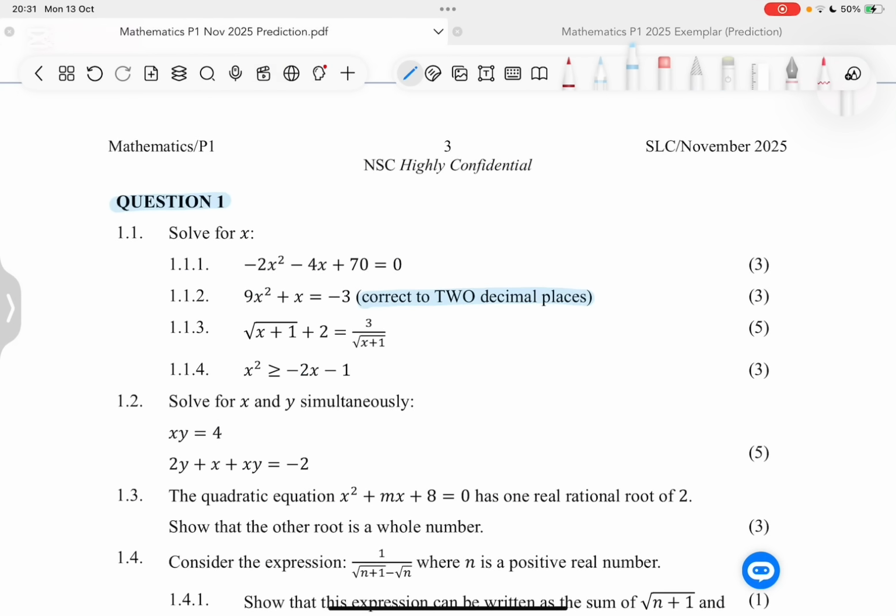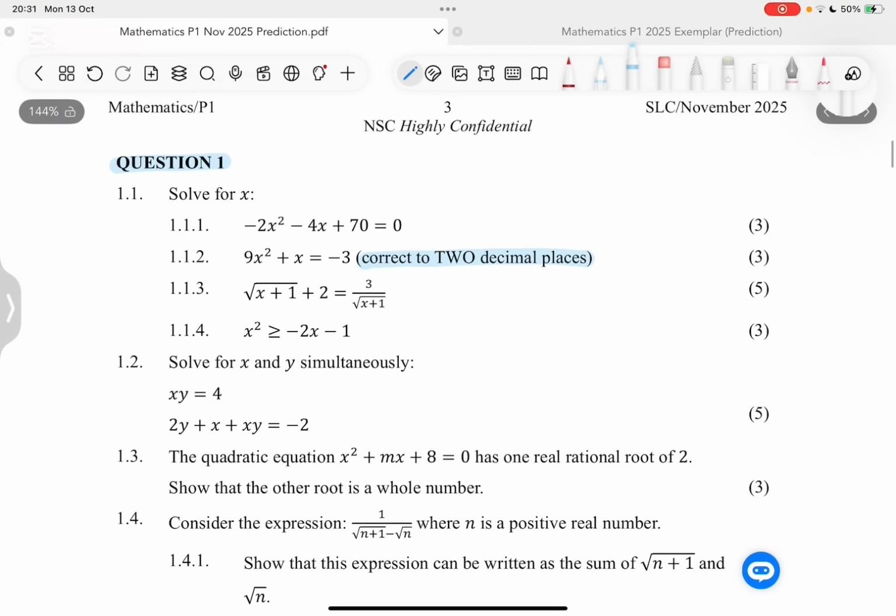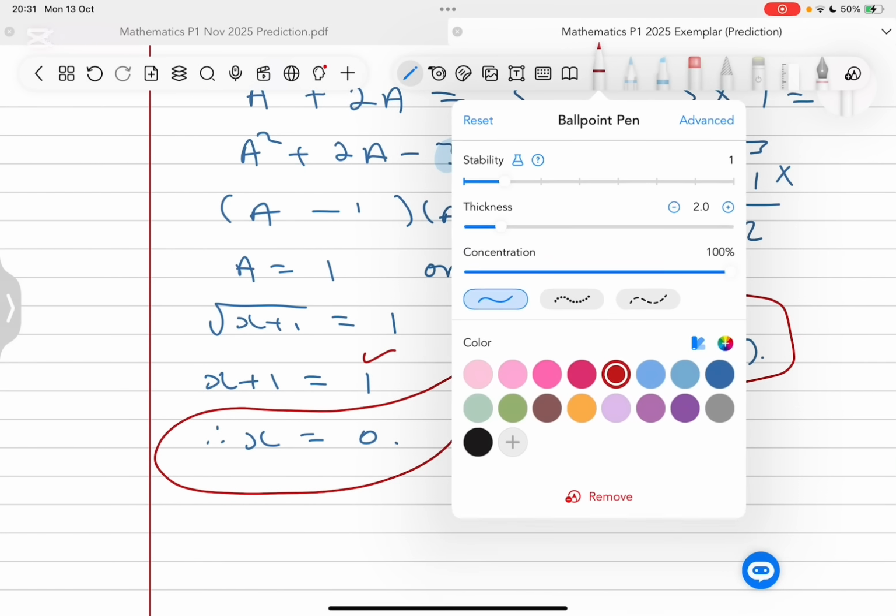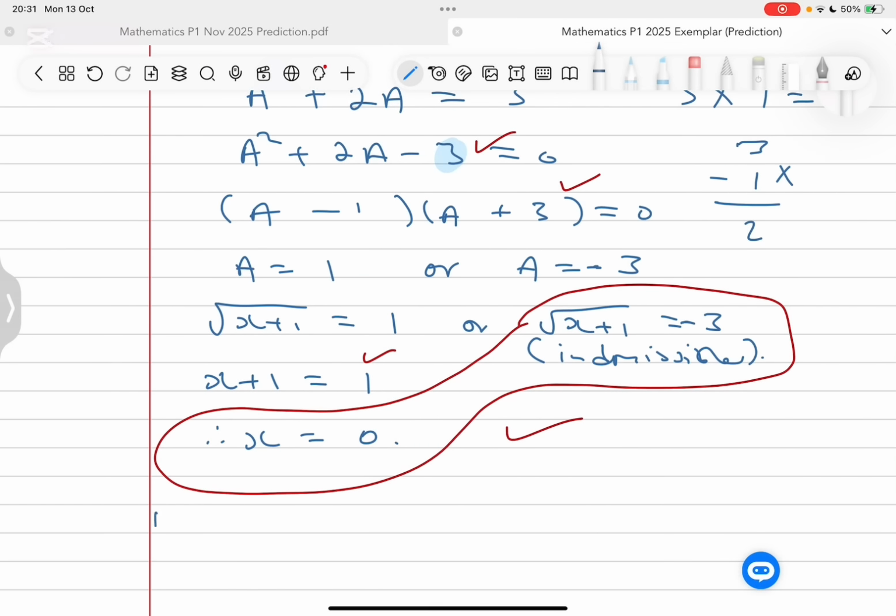Now, you would know by now that there's a culture that we will get a question that looks at inequalities, which is question 1.1.4 in this case. And what this question says to us is that we have x squared being greater or equal to negative 2x negative 1.